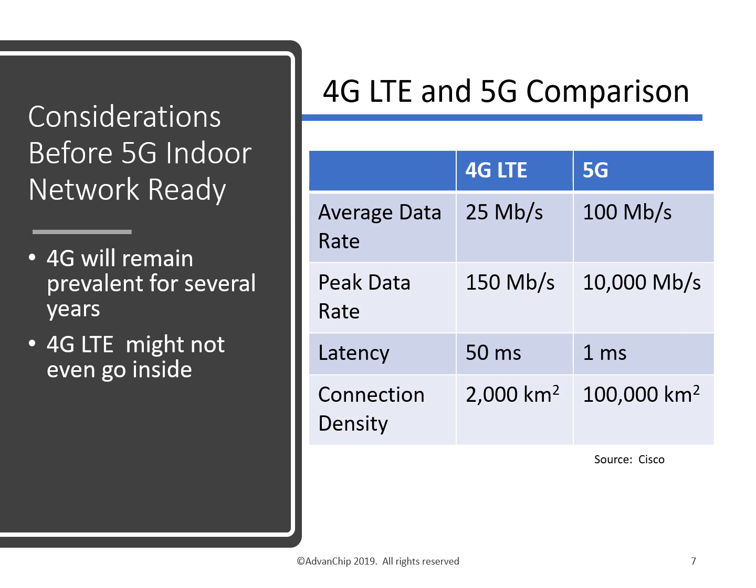Considerations before the 5G indoor network is ready. 5G supports 10 gigabits per second of throughput, which is 1,000 times more than we have today. A 90-minute movie takes 3 or 4 minutes to download on a 4G network. With 5G, the same movie will take 10 seconds to download. 4G will be around for a while, but 4G may not even go inside.